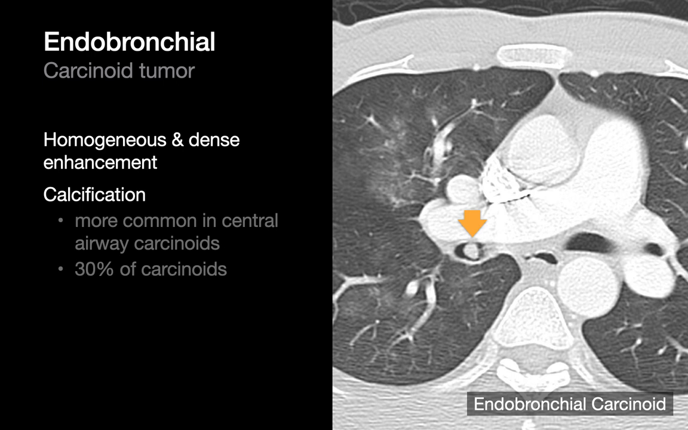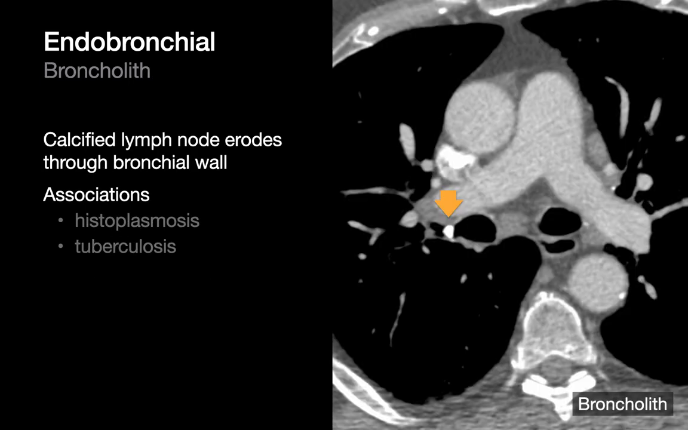This, as opposed to our next focal endobronchial disorder, broncholiths. Broncholiths will appear as a benign, completely uniformly calcified endobronchial nodule, benign pattern. Broncholiths usually occur when a calcified hilar lymph node slowly erodes through the wall of an airway and ends up within its lumen. Broncholiths generally occur most often in folks with histo and tuberculosis.